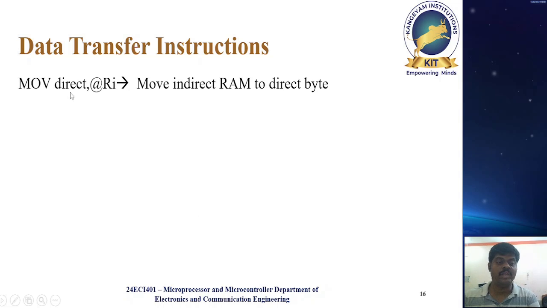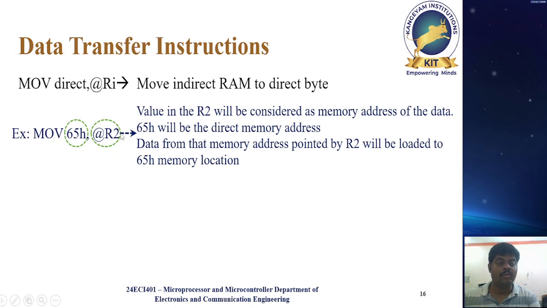Next, MOV direct comma @Ri. We have previously seen that whenever an at symbol comes, a register should come after it. So here it is an indirect RAM to direct byte. This acts as the source and this acts as the destination. Whatever value is stored in R2 will be considered as a memory location. So 65 will be considered as a memory location. Data from the memory location pointed by R2 will be loaded to memory location 65.